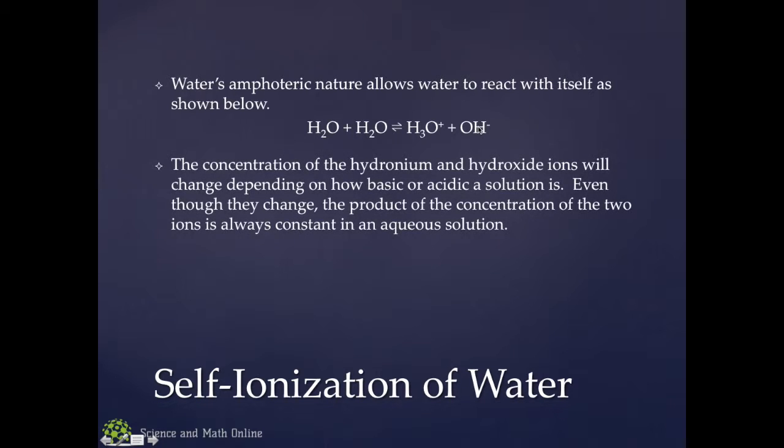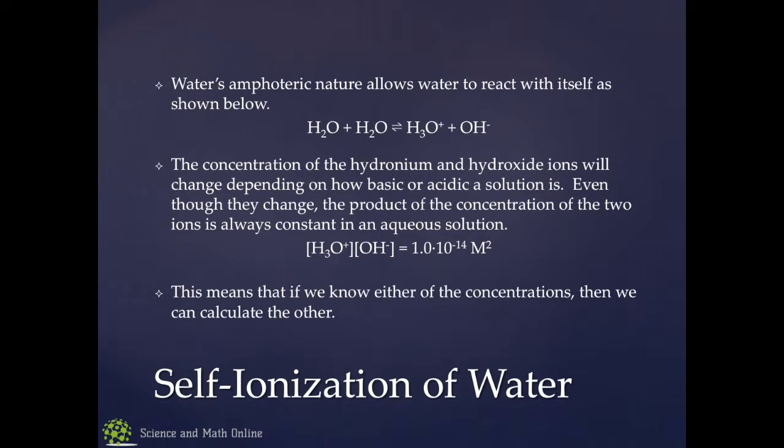Now, the concentrations of the hydronium and hydroxide ions will change depending upon how basic or acidic your solution is. However, the product of them will always be the same in an aqueous solution. It will always be 1 times 10 to the negative 14. So if you take one of these, we can always calculate the other. There are some calculations in your workbook on how to do this, but basically plug and chug. You plug in this value if that's what you're given, divide, and so on. It's pretty easy to go back and forth between the two.